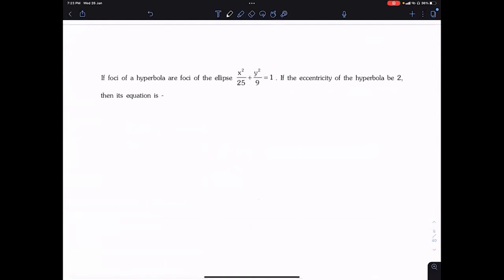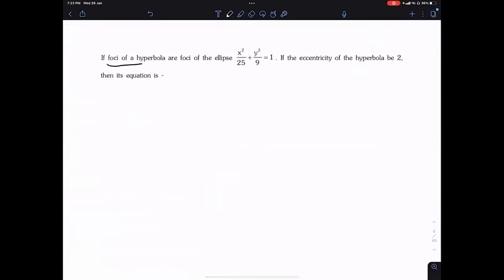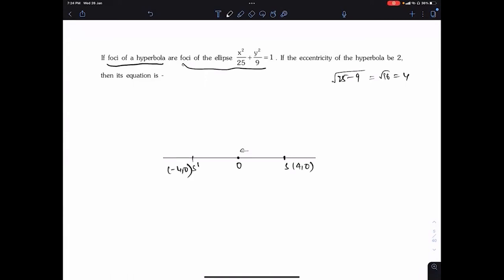Now let us see the first question. The foci of the hyperbola are the foci of the ellipse. I will not draw the ellipse, it will just confuse us. The foci of the ellipse are S and S dash, let's say. How far will the foci be here? Root over a square minus b square, that is 25 minus 9, root 16, which is 4. So the foci of the ellipse are 4 comma 0 and minus 4 comma 0. Now these are the foci of the hyperbola. So the hyperbola will look something like this.